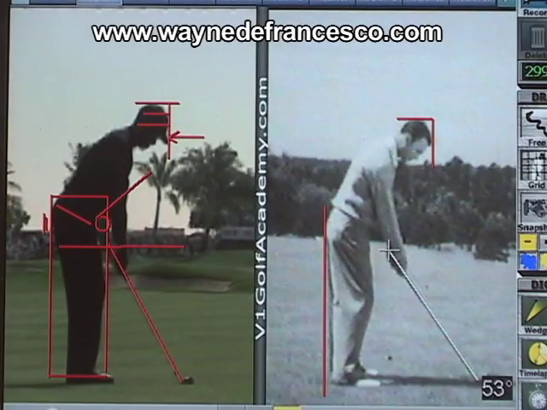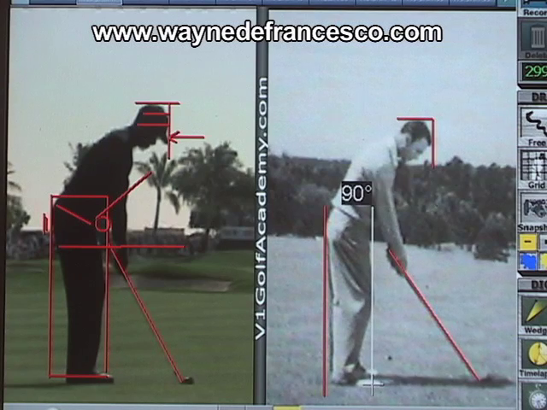So now we're going to take a look at Ben Hogan. This is a swing from 1947, and it's one of the few swings of Hogan that's properly angled directly behind his hands and is from a stationary camera. If the camera's moving around, you can't draw these lines and have them mean anything.